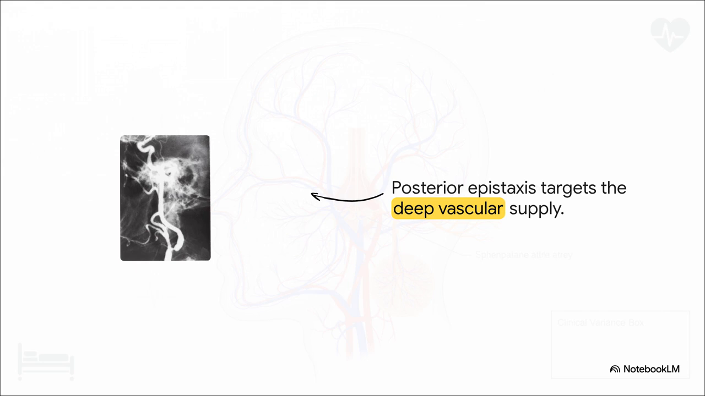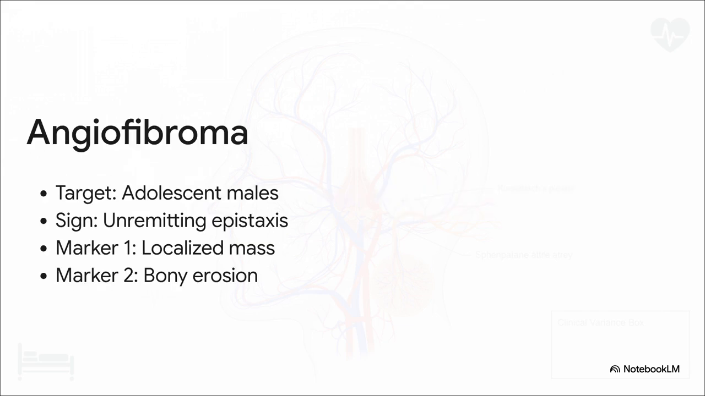It will completely ignore any anterior compression you attempt. Chemical cautery here: physically impossible. The absolute mandate is inserting a posterior nasal pack, like an Epistat balloon catheter, to forcefully tamponade that artery right against the bony choana. But there's a really fascinating exception to that older patient rule, and that's the juvenile angiofibroma.